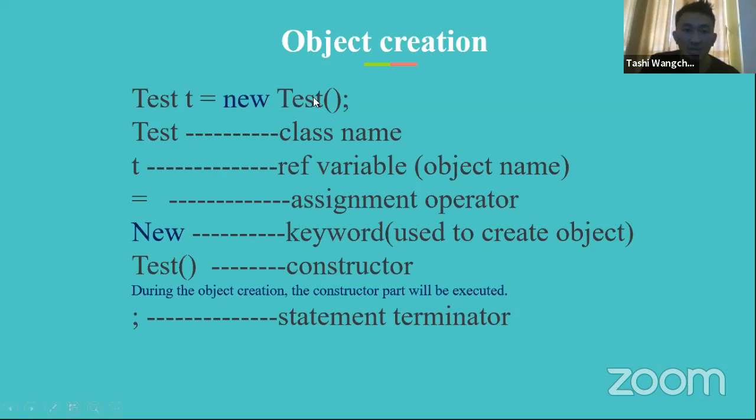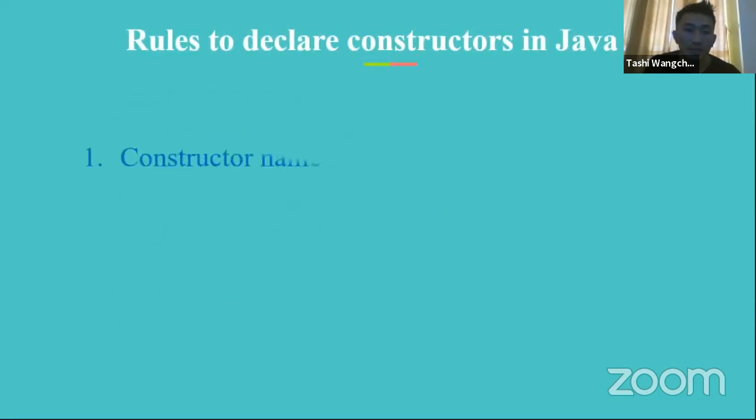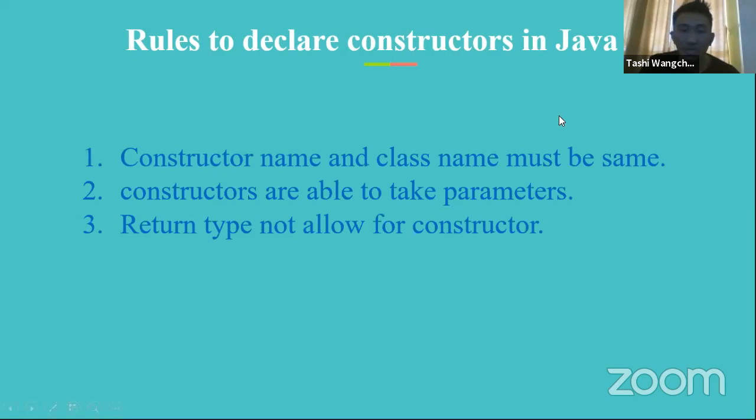I have just presented this to show where the constructor actually is in Java. This Test, open bracket and close bracket, is the constructor in Java. So now we have highlighted where the constructor is when we are creating the object. I hope you have understood where the constructor is during object creation in Java.